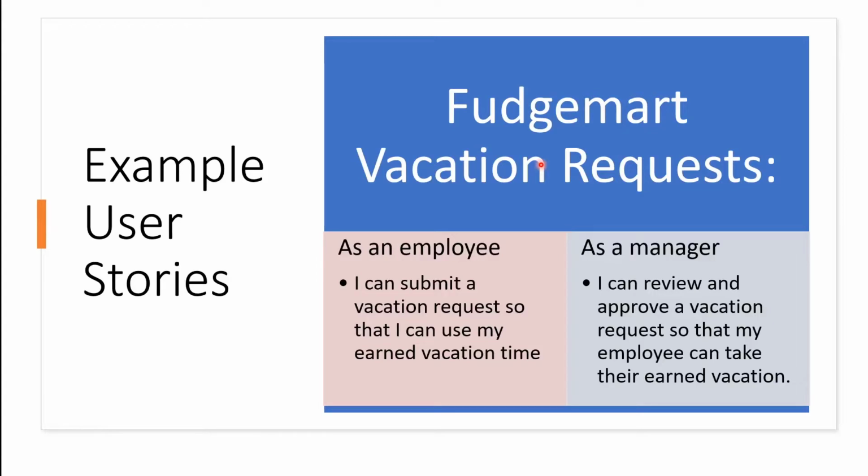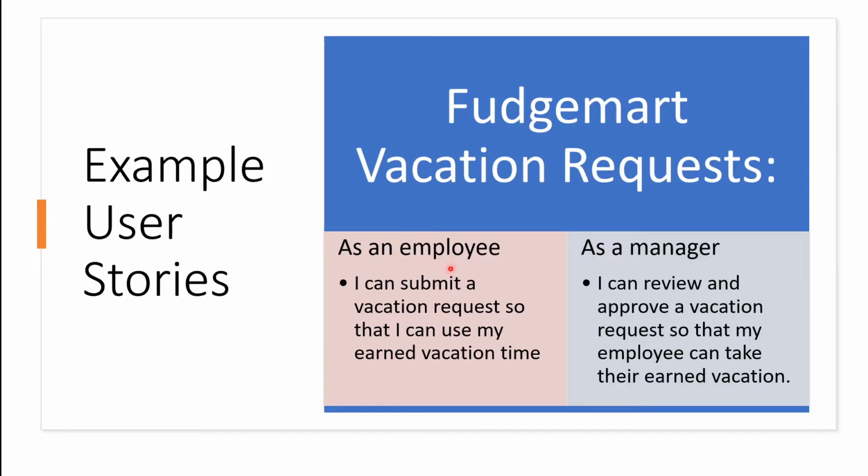So let's do some examples here. Here's two user stories. So imagine in FudgeMart, our fictitious e-commerce company, we want our managers to be able to process vacation requests. So as an employee, I can submit a vacation request so that I can use my earned vacation time, right? People are awarded vacation time. They need to be able to use it. Seems reasonable. But we don't want everybody just saying, I think today I'm going to just use my vacation and, you know, leave you guys hanging. We want them to formally submit a request so that we have a record of it, right? So this is the story from the user standpoint, right?